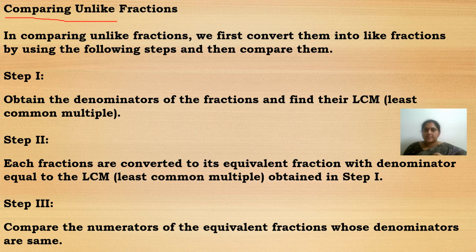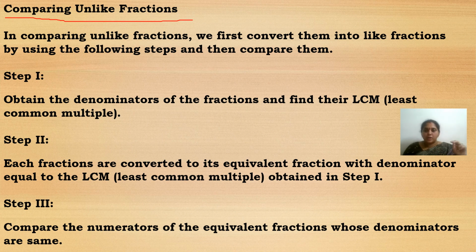Comparing unlike fractions. When we are comparing like fractions, it is very easy. Now we have to see how to compare unlike fractions. In comparing unlike fractions, we first convert them into like fractions using the following steps, then compare them. We all know that to make an equivalent fraction, we have to multiply the same number on the top and bottom, that is, on the numerator and denominator, to find our equivalent fractions.